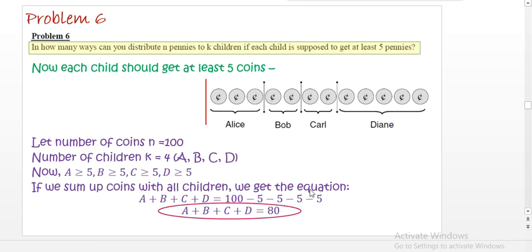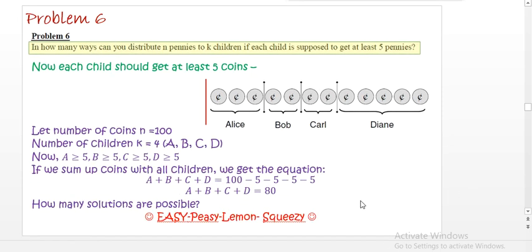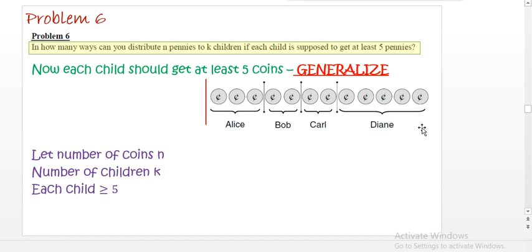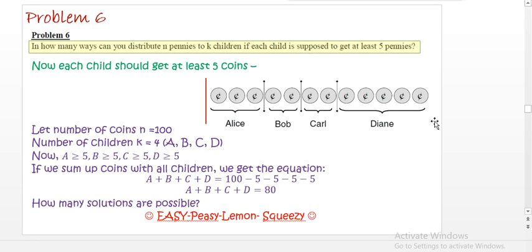So now each child has already got 5 coins. On top of that, how many coins are they going to get? Whatever they get, it is more than 5 coins, obviously. So we have already found out how many possible solutions there are, and that was when n is equal to 100 and k is equal to 4.